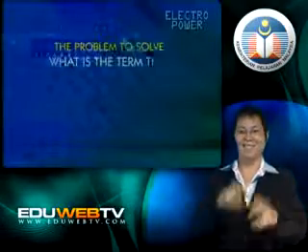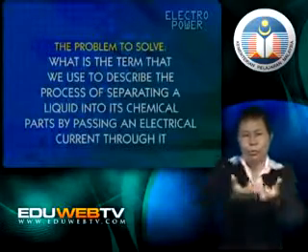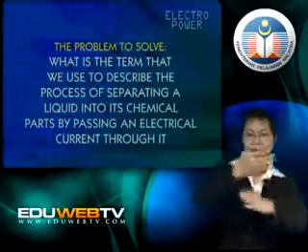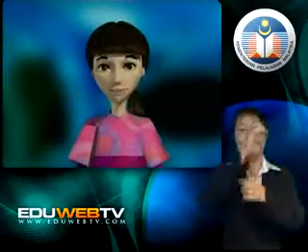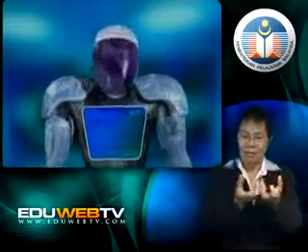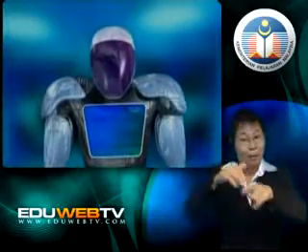Here comes the problem. What is the term that we use to describe the process of separating a liquid into its chemical parts by passing an electric current through it? Electrolysis. You got it, Ellie. In other words, we can use electricity to break a liquid substance down into its different parts. Electrolysis only happens in liquids? Yes, electrolysis can only happen in liquids.